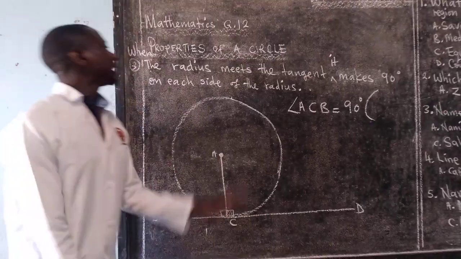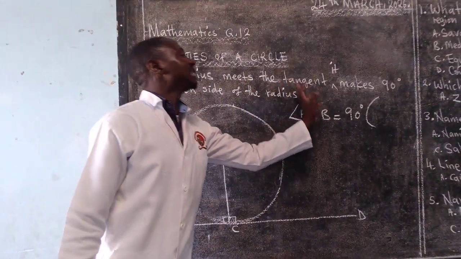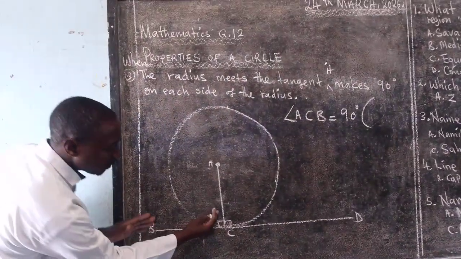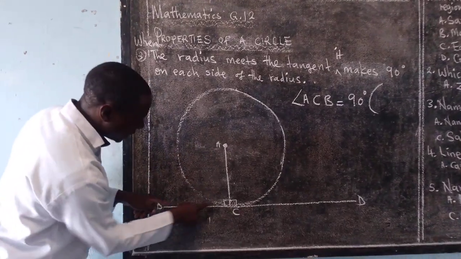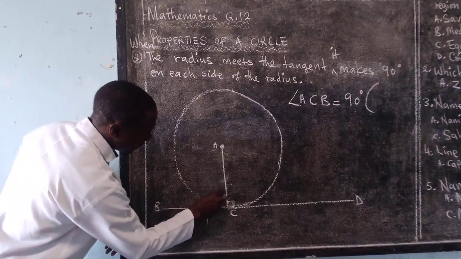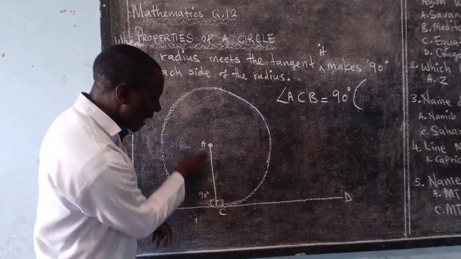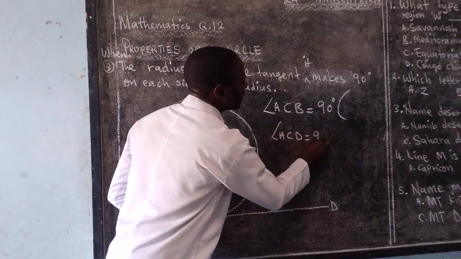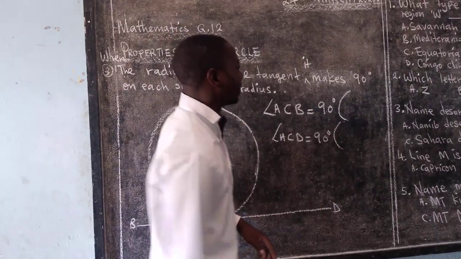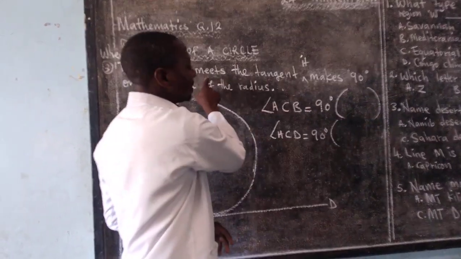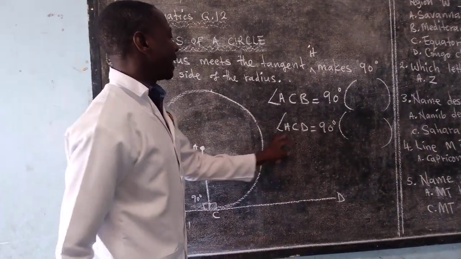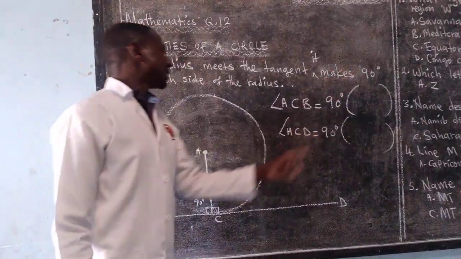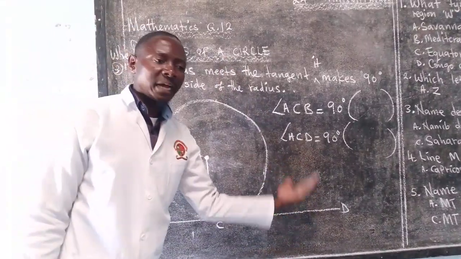In brackets, just say when the radius meets the tangent, it makes 90 degrees on each side of the radius. Again, on this part, ACD is 90 degrees. Even on this side of the radius, angle ACD will be equal to 90 degrees. Put the statement and the reason together. ACD is equal to 90 degrees because when the radius meets the tangent, it makes 90 degrees on each side of the radius. Then you are done. Thank you.